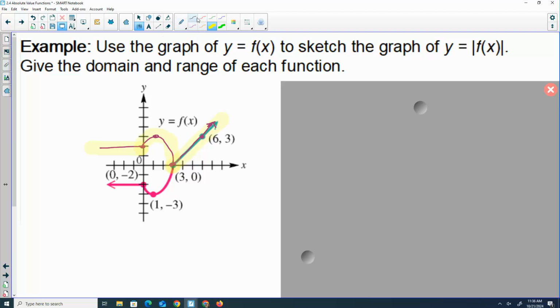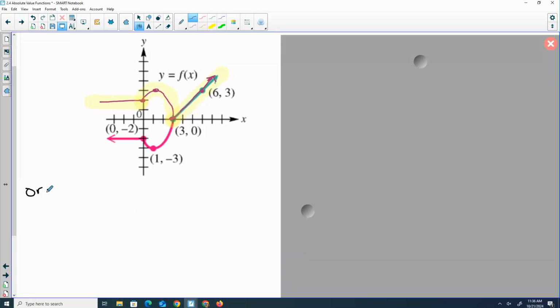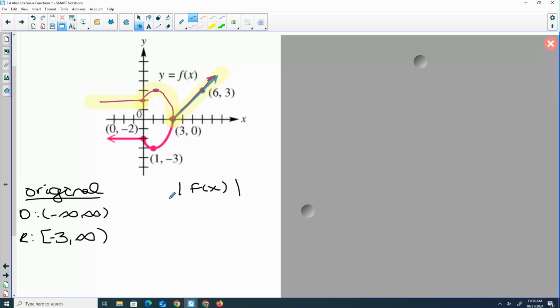Could you tell me the domain and range of each of these? If I wanted my original function, what is the domain of that? What was the range of the original one? Okay. Start at -3 and hit everything above that. When I did my absolute value function, did my domain change? No, because absolute value doesn't change x, it changes y. So domain stayed the same.